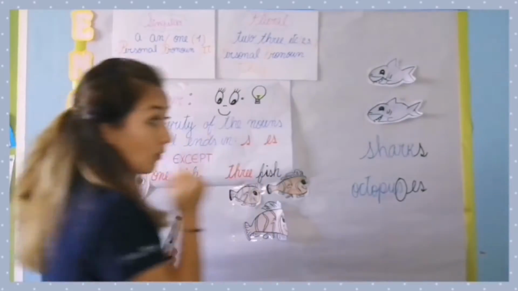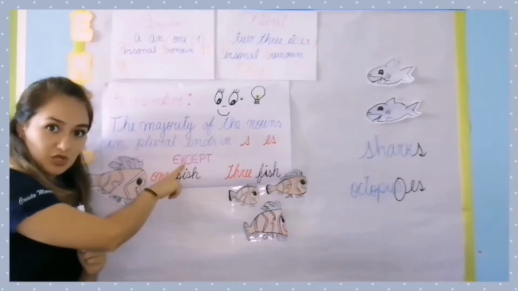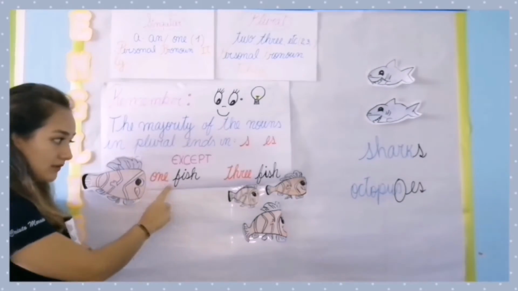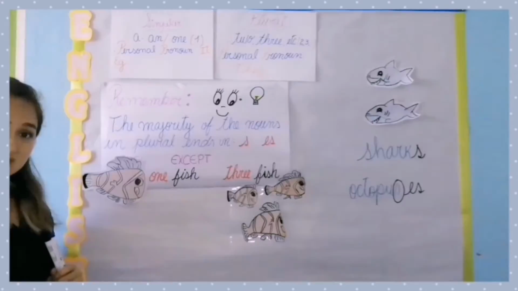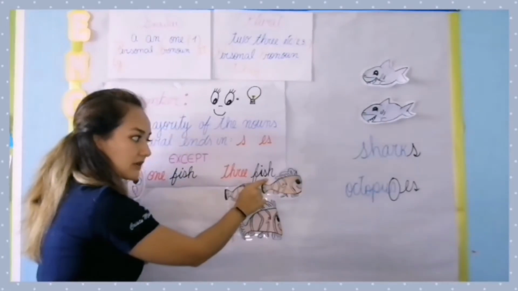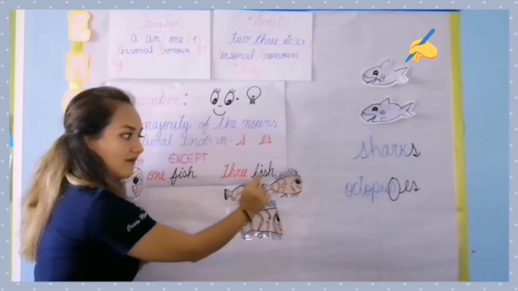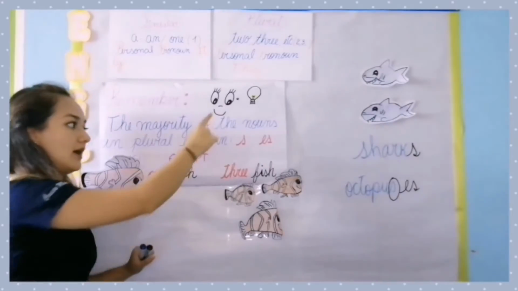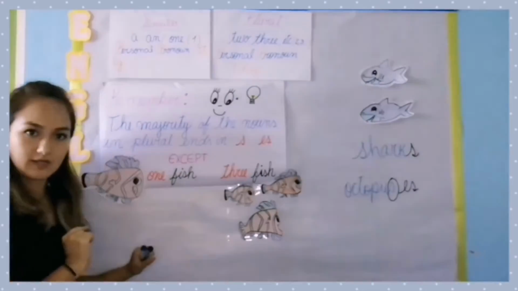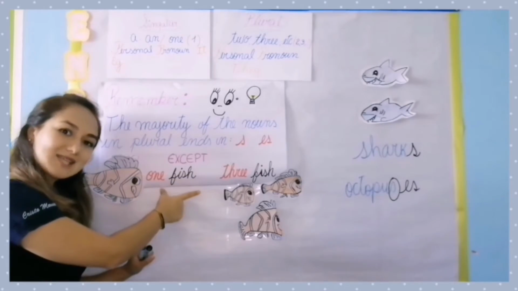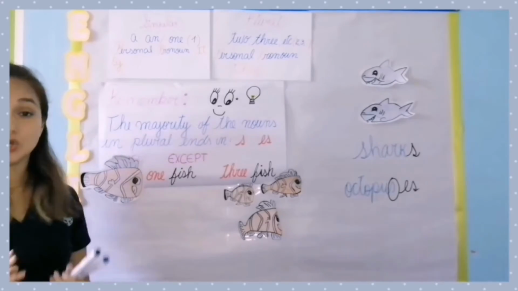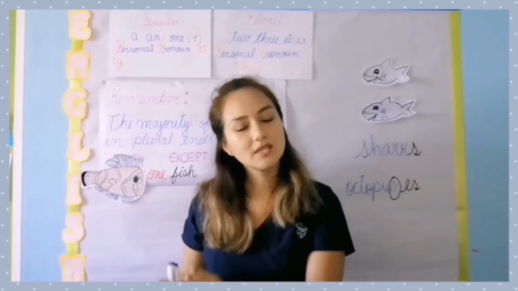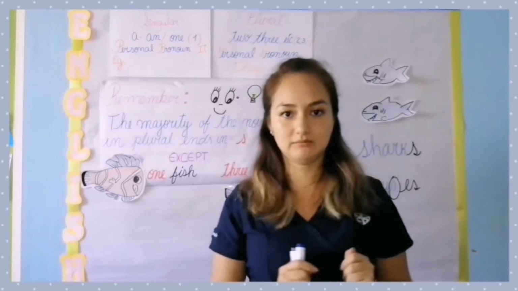But you have to be aware that there is an exception. It says fish, you have it here, one fish. But in plural, you also say fish. 1, 2, 3 fish. You are not going to add s or es at the end. No, this is an exception. So if you have jellyfish, it is jellyfish in singular and jellyfish in plural.